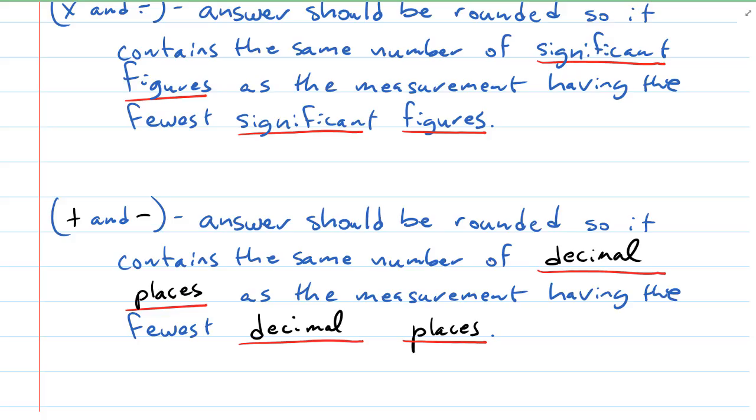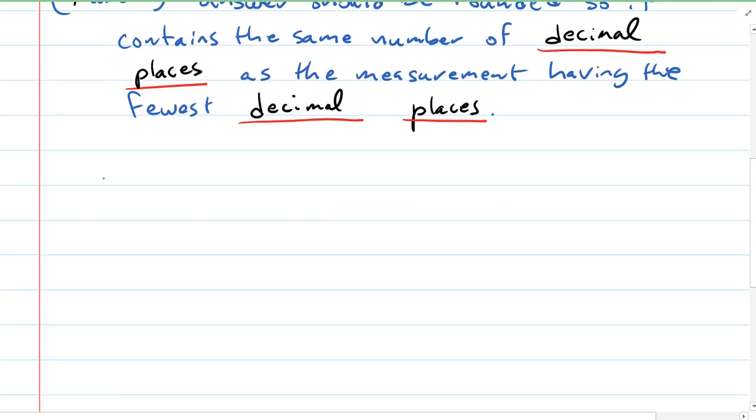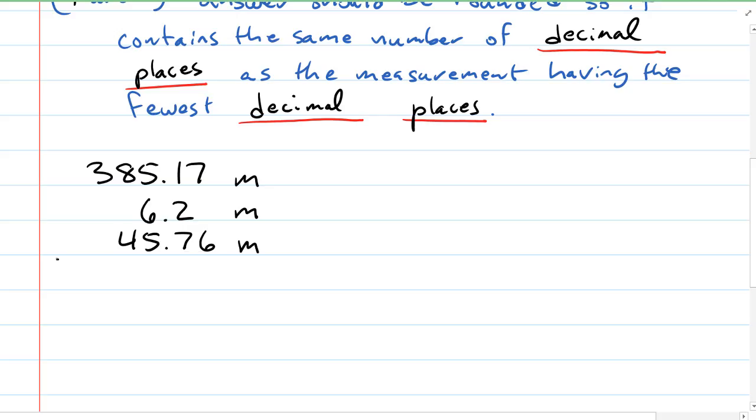So if we then went and looked at an example of how we might use this, let's take these numbers: 385.17 meters, 6.2 meters, and 45.76 meters. Let's go ahead and add these together. So again, 385.17, 6.2, and 45.76.